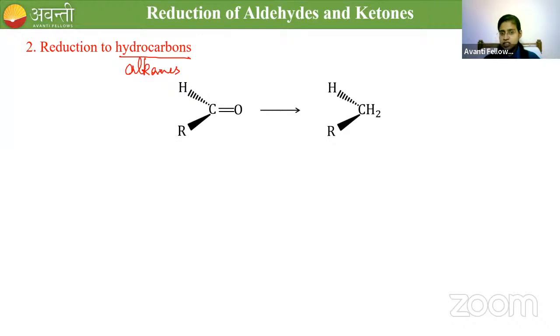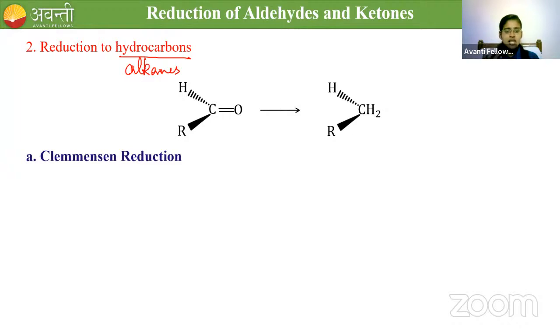In this conversion of aldehyde to hydrocarbon, we have two reactions, and both are very important and both are named reactions. The first reaction is called Clemmensen reduction. Both of them are easy. It is not a big reaction, very small only. First one is Clemmensen reduction.